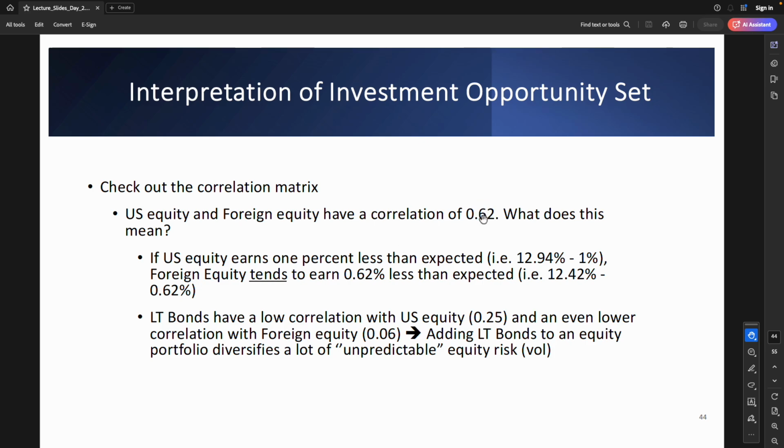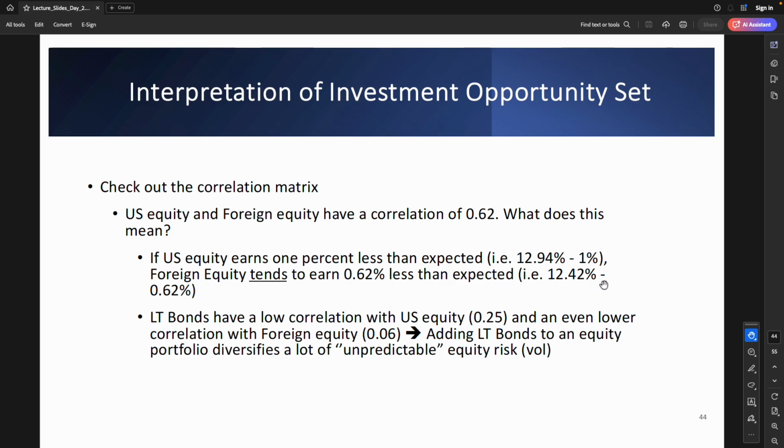We have a 0.62 correlation between US and foreign equity. It means the following. It means that if equity earns 1% less than expected, so instead of 12.94 expectation, I earn 1% less, it would mean that foreign equity tends, because it's the expectation of the second moment, yeah? So it tends to earn 0.6% less than expected.